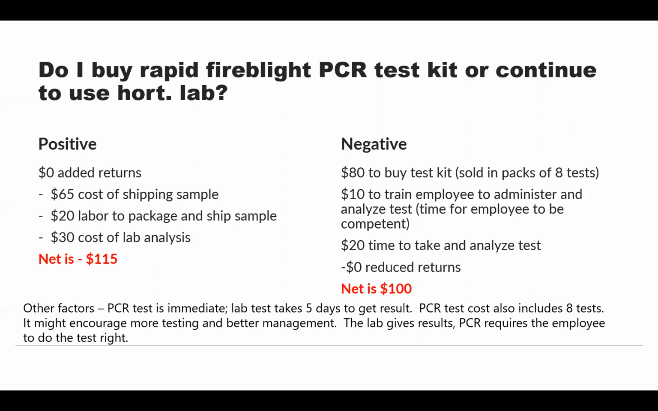The negative is I have to buy the test kit. So I have the added cost of the test kit, and that's 8 tests. There would be time to train employees to use and analyze the test. There's the time that it takes the employee to actually take and analyze the test. And I can't think of any reduced returns. There's not going to be any sort of savings that I can quantify here. So my net, I'm at negative 115 for switching over, and the negative would be 100. So right now you can see that it's a negative $15 if I switch over to the PCR test.